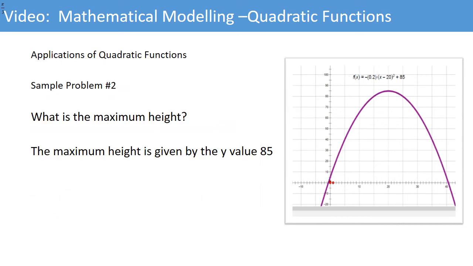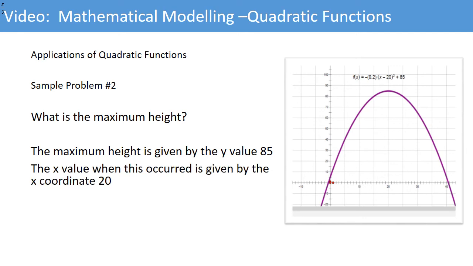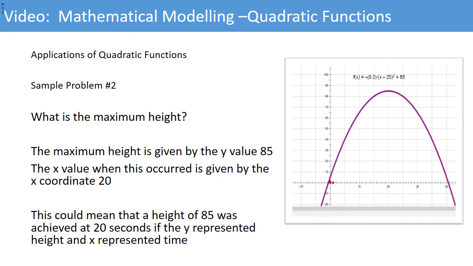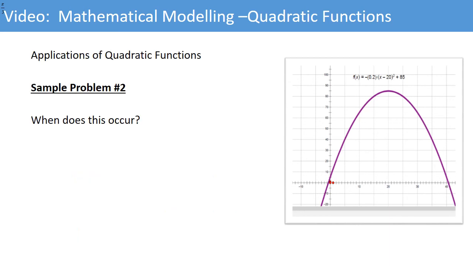What is the maximum height? Again, we get this from the equation, or by looking at the graph, it occurred at 85. The x value when this occurred is given by the x coordinate, 20. This could mean that a height of 85 was achieved at 20 seconds if the y represented height and x represented time. When did this occur? The maximum height of 85 is achieved at 20.